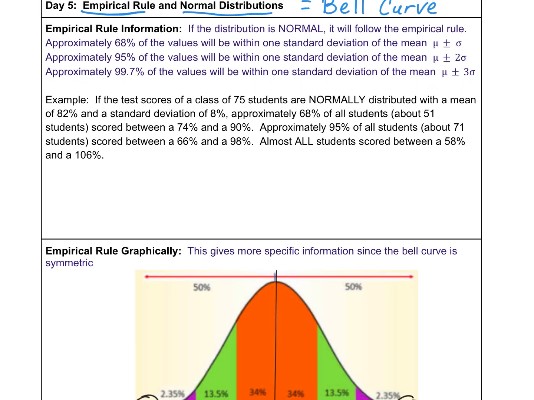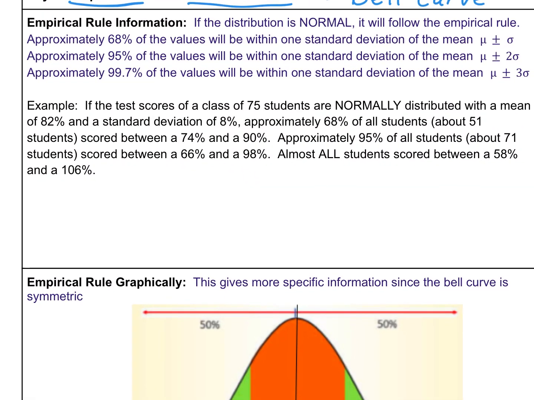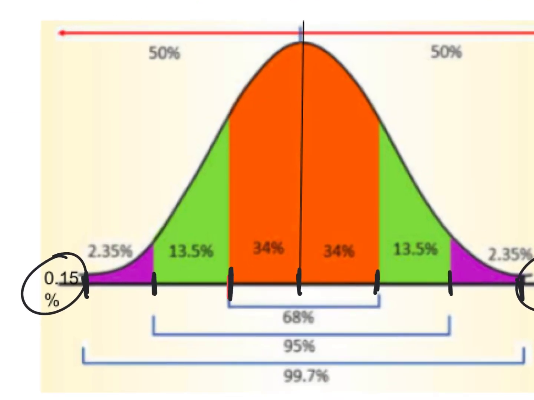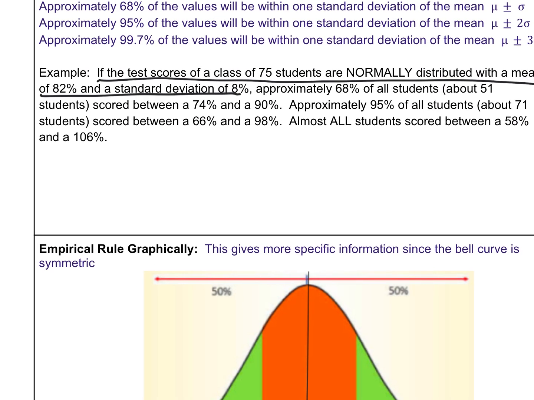So, going back up here, it gives me an example. It says the test scores of a class of 75 students are normally distributed with a mean of 82 and a standard deviation of 8. Draw the bell curve. Well, here's the deal. All you really need is that first sentence because I'm giving you this picture right here. As long as you can work with that first sentence and draw this picture, you're going to be fine.